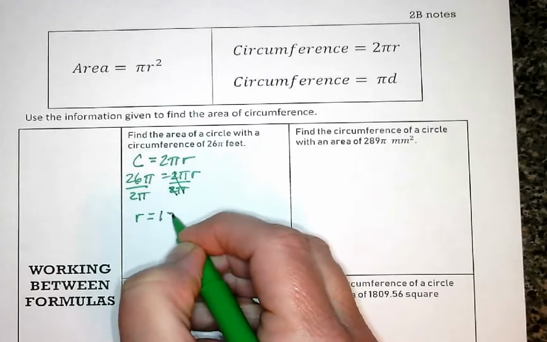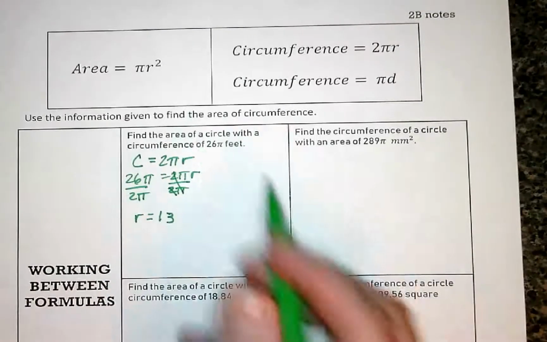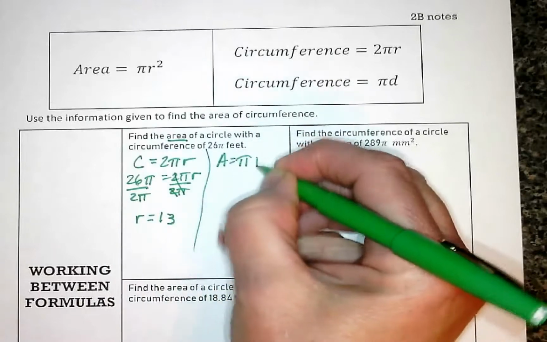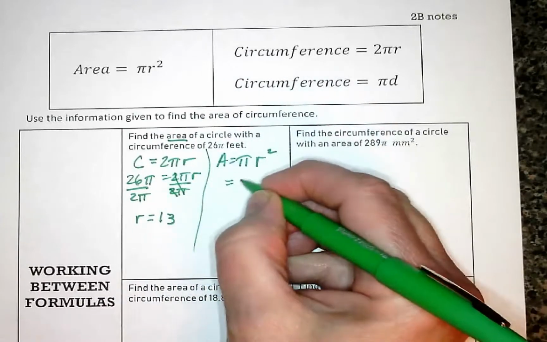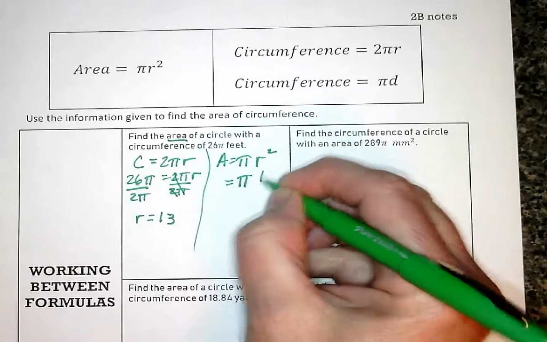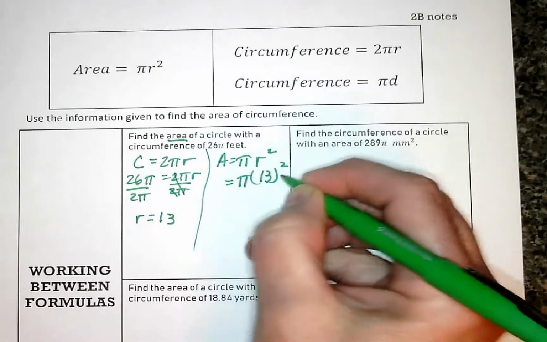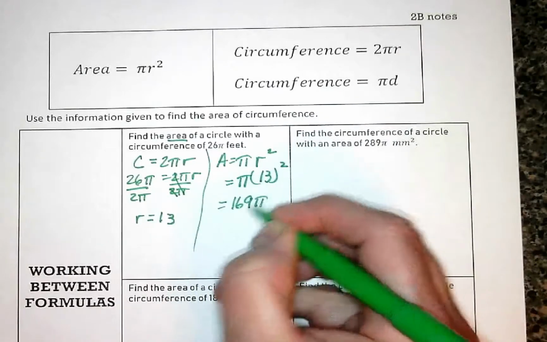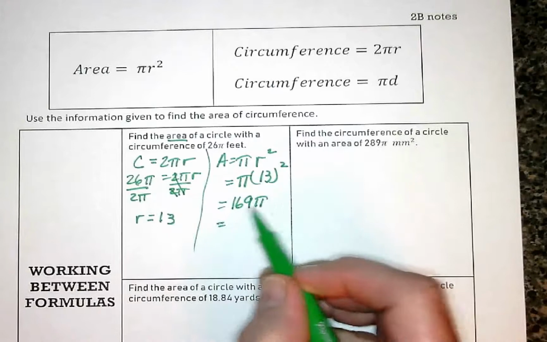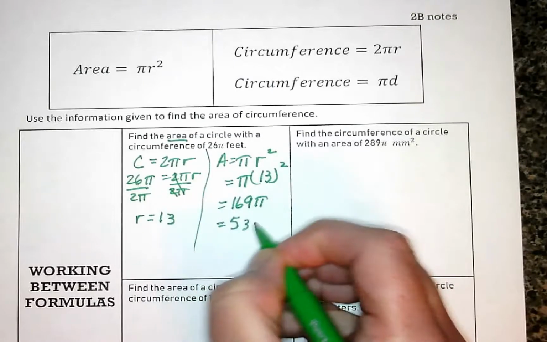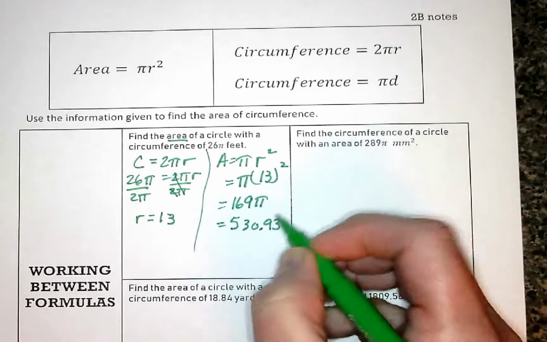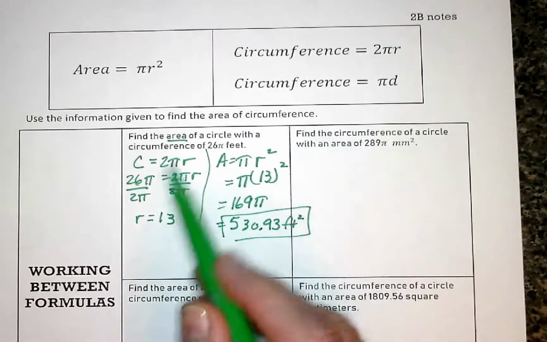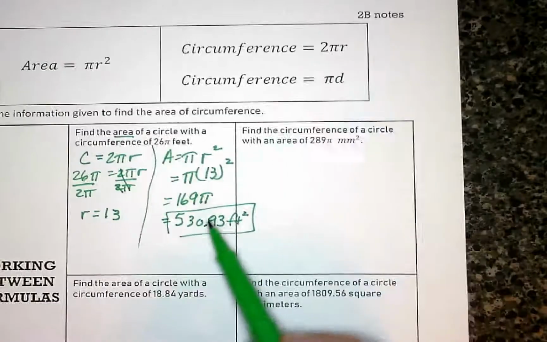So r equals 13. Okay, but they want me to find the area now. So I'm going to take the area formula, pi r squared, and in place of r, I'm going to put a 13. That's the only piece that is squared. So 13 times 13 is 169 times pi. When I multiply that out, I get 530.93, and this is area, so my label would be square feet. Okay, so we have to go through both formulas in order to get the answer they're asking.